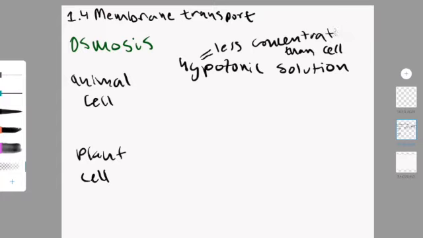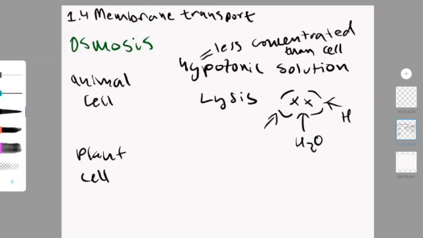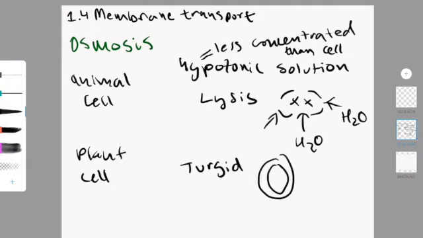For a plant cell, it leads to the cell being turgid, aka really stiff and hard and really filled. That's the only way I can explain it. Turgid means really stiff and hard, and not good at all.